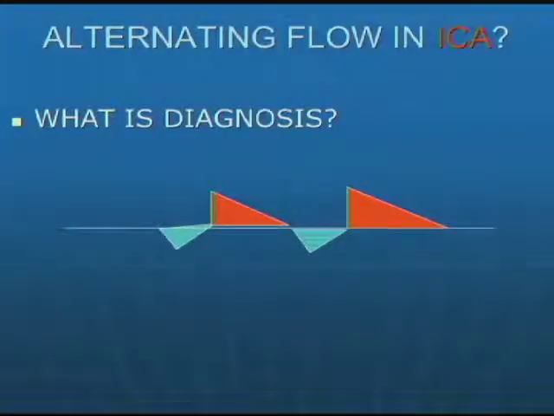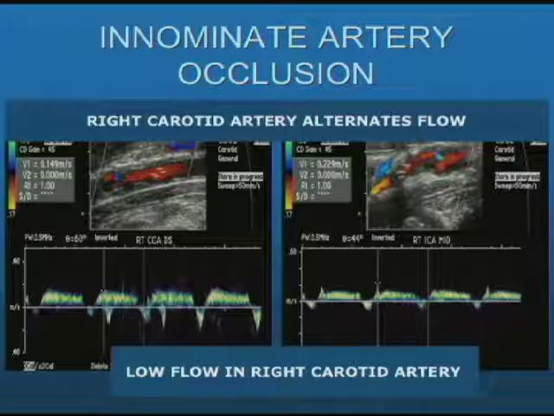What does alternating flow in the internal carotid artery indicate? What is the diagnosis? It is innominate artery occlusion. The right carotid artery in this instance alternates flow to feed in one part of the cycle the arm and in the other part of the cycle the brain. And in addition, flow tends to be low in the right carotid artery because the flow that it is getting is feeding from a reverse vertebral artery. And also, you may have reversal of flow in the external carotid artery with an innominate artery occlusion.